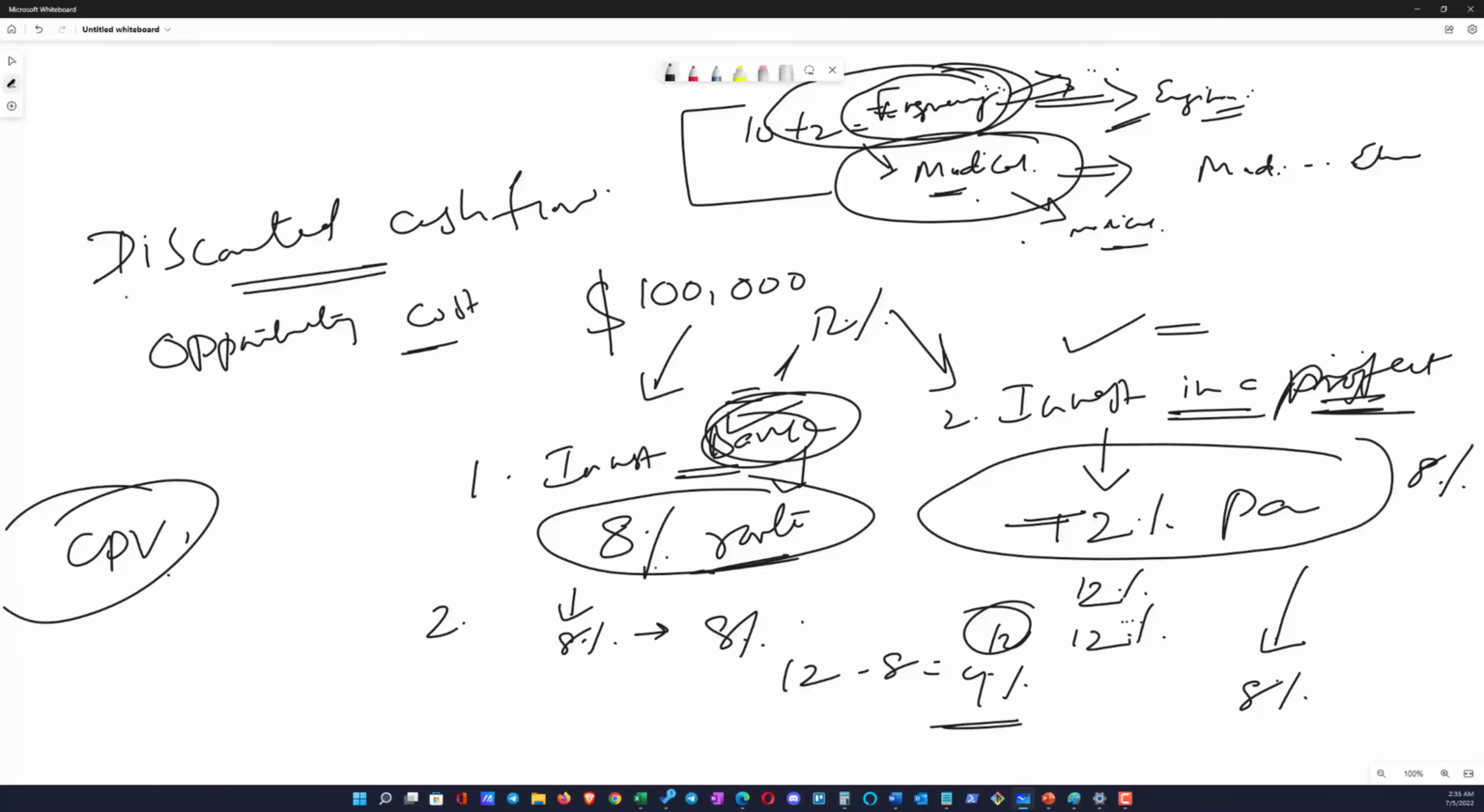It's just this particular concept where people get very confused. Once you get to know what the opportunity cost or the discounted cash flow concept is, the capital budgeting is going to be very easy.